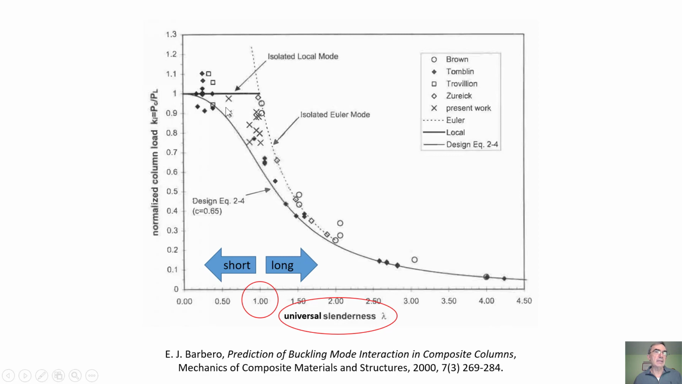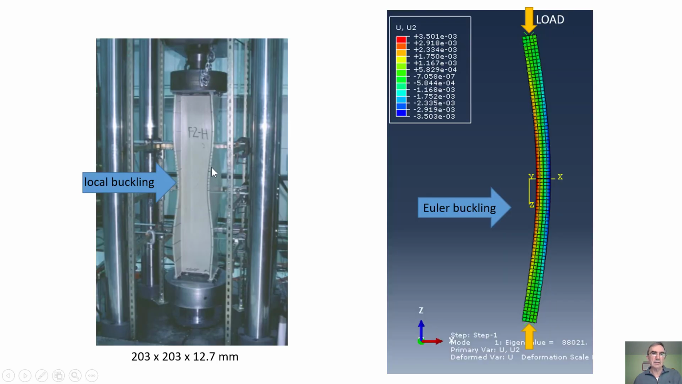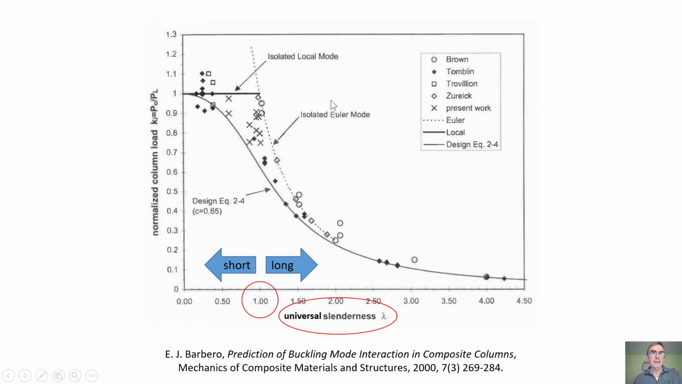But you can already see that the experimental data goes all over the place when it's very short, and in general it goes below 1 when it is not so short or not so slender. This is denoted here as the isolated local mode, because that will be the mode that you saw in the picture before, which is this lonely mode, which is local. But now here on the bottom, we have the universal slenderness lambda.